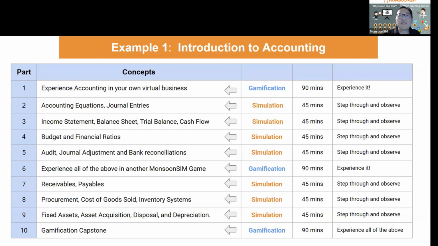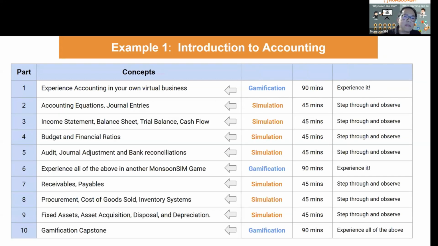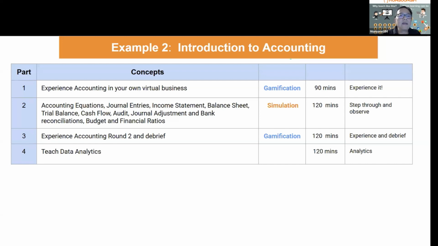Or let's say another example: I only have 4 sessions in my 12 weeks or 15 weeks. I don't have 10 sessions like this one. I only have 4 sessions. Okay, how about we take 1 session to do the gaming, and then we take 1 session of 120 minutes to do the simulation of all these equations, right? We show them this, that. We show them the cause and effect.